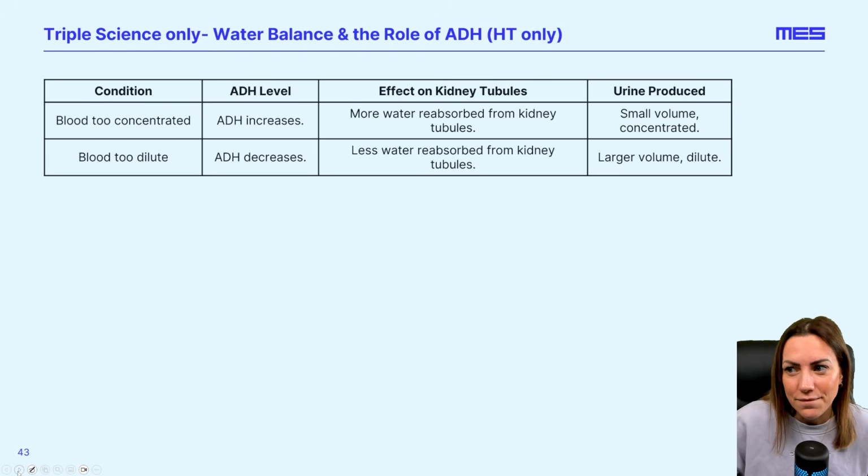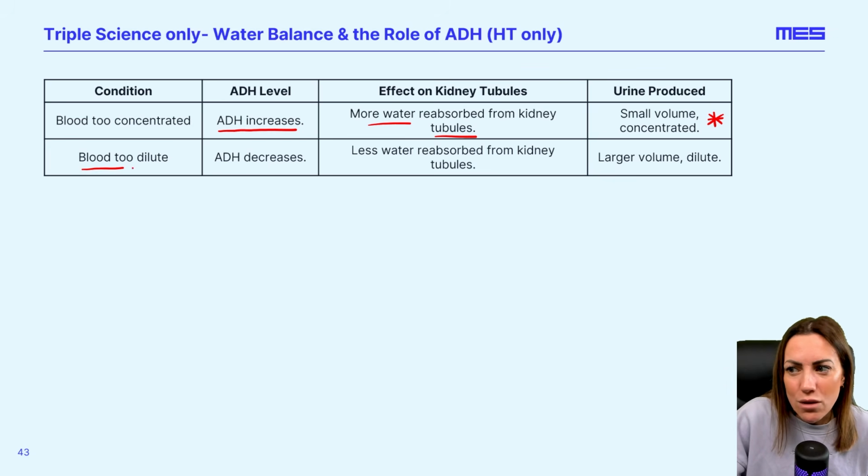Okay, let's summarize it, because I know that's really hard. Again, this is higher tier, so it is going to be hard, and it's triple as well. So if your blood is too concentrated, as in there's not enough water in your blood, ADH levels will increase, so your pituitary gland will release more ADH. This means more water will be reabsorbed from the kidney tubules because they're more permeable to water. So less water will be in your urine. So your urine will have a smaller volume and it will be more concentrated.